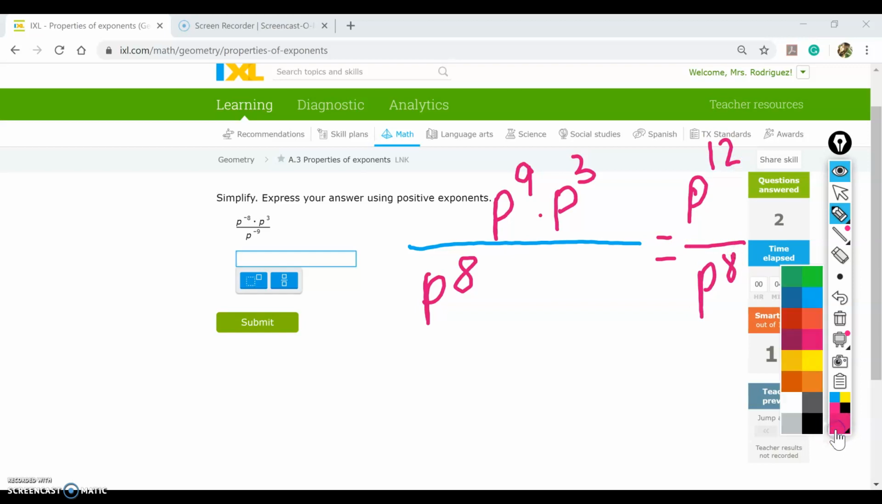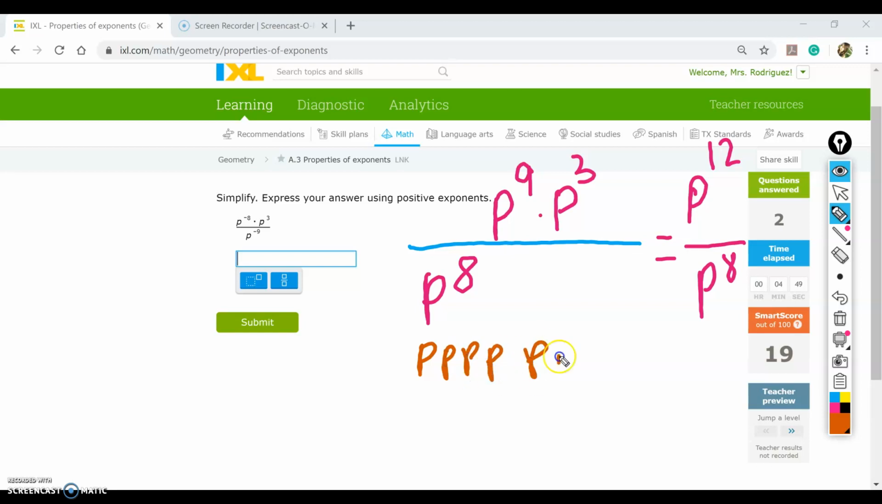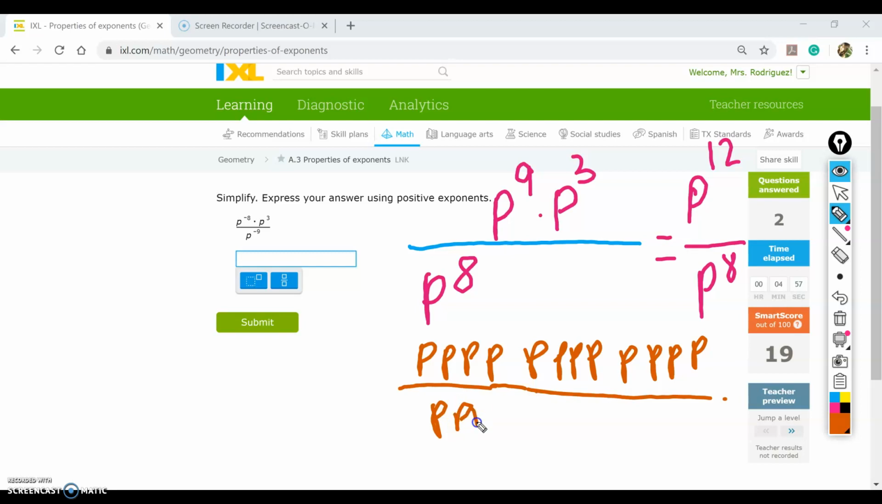Now, if you are up to here and you don't have any questions, then the last step to do is to cross out the ones that I can cross out. In this case, I would have p to the power of 12. So if I have p, that's 4. That's 8. And this is 12. And then I have 8 on the denominator. How many p's do you think I'm going to have left after I cross them out?